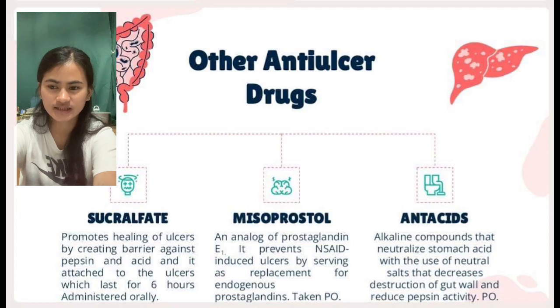For the antacids, they are alkaline compounds that neutralize stomach acid and use neutral salts to decrease destruction of the gut wall and reduce pepsin activity. It is taken orally.